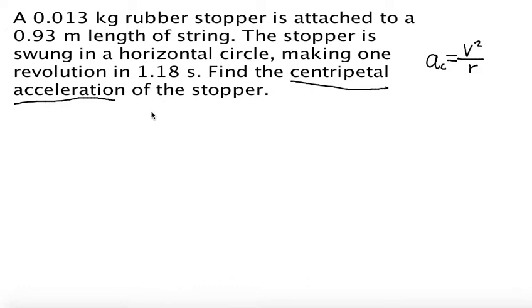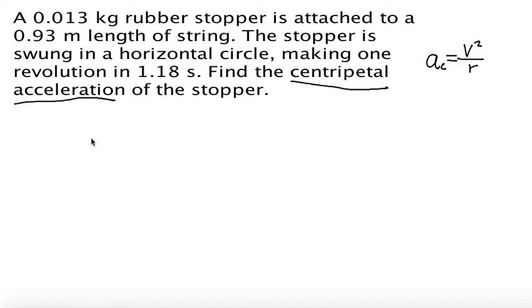So in this problem right here, we've got a 0.013 kilogram rubber stopper, and it's attached to a 0.93 meter length of string. The stopper is swung in a horizontal circle, making one revolution in 1.18 seconds. Find the centripetal acceleration of the stopper.